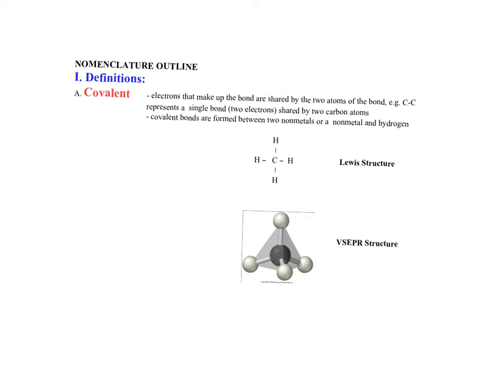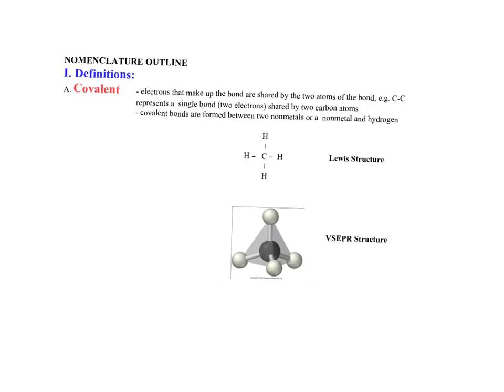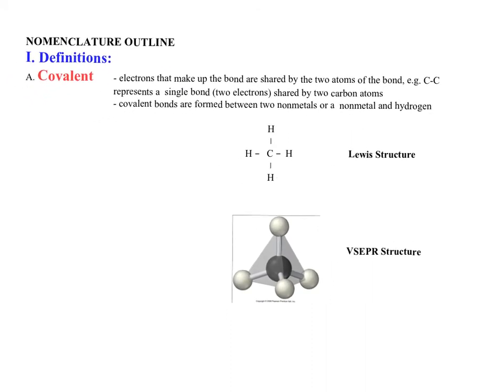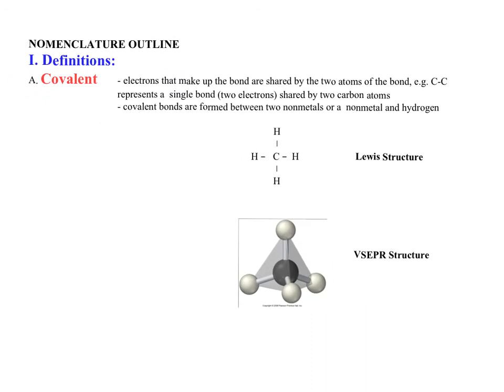So we will talk about covalent bonding a little bit. Start out with a little introduction here. Covalent bonding is illustrated as the Lewis structure in this first figure here. These lines indicate covalent bonds. These are covalent single bonds, and that means that there are 2 electrons contained within each one of those bonds. So we say for covalent bonds that electrons that make up the bond are shared between 2 atoms, in this case the carbon and the hydrogen of the bond. For example, a C-C represents a single bond, 2 electrons shared by 2 carbon atoms.